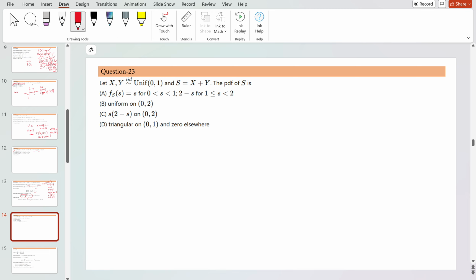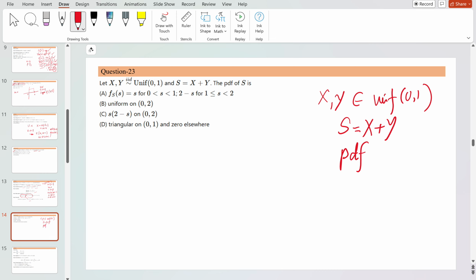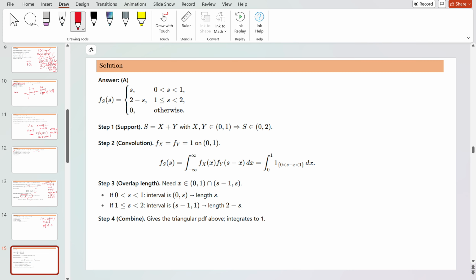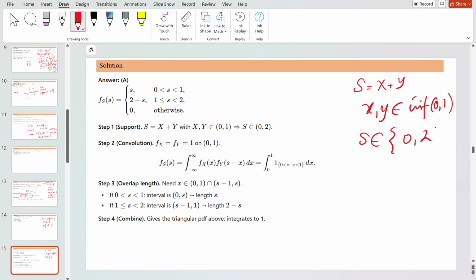Okay, let me give the solution for this. It is saying that X and Y are uniformly distributed on 0 to 1, and S is defined as X plus Y. It is being asked what the PDF of S will be, meaning the probability density function of S. Since S is equal to X plus Y, and X and Y belong to the uniform distribution of 0 to 1, S belongs to between 0 to 2, basically.